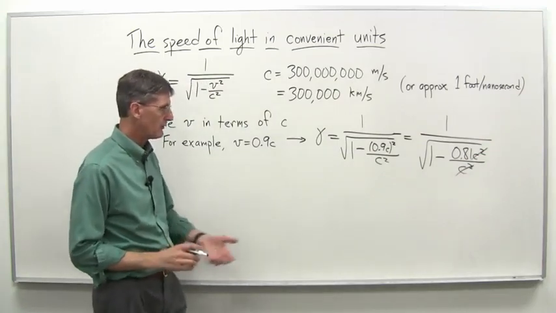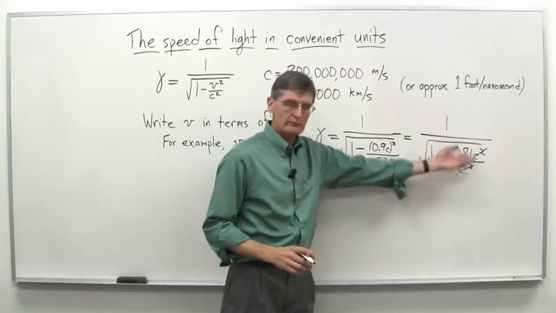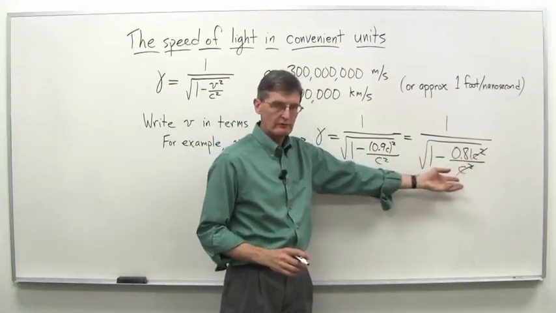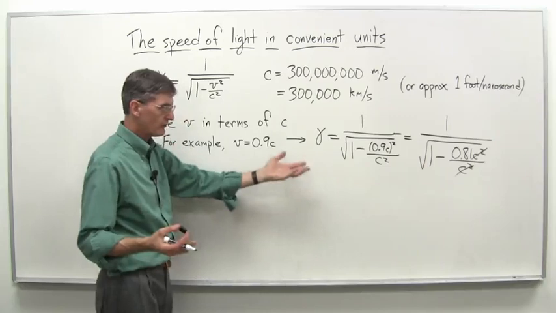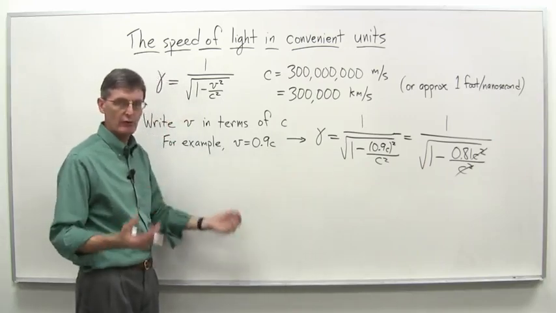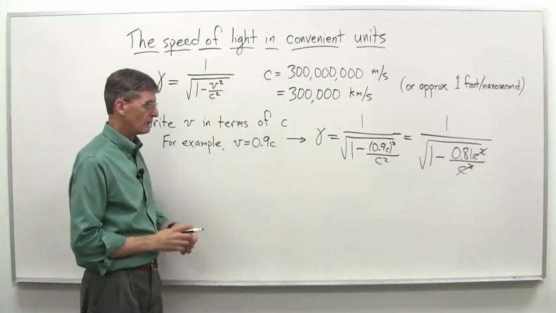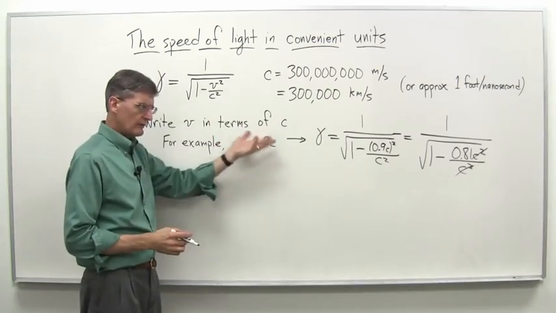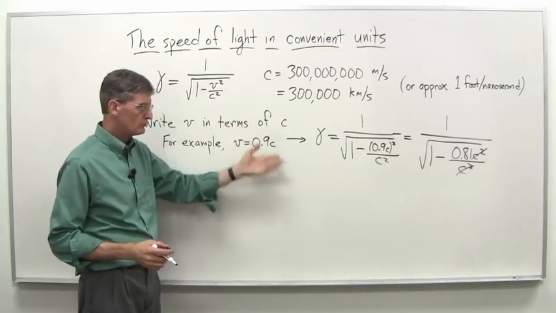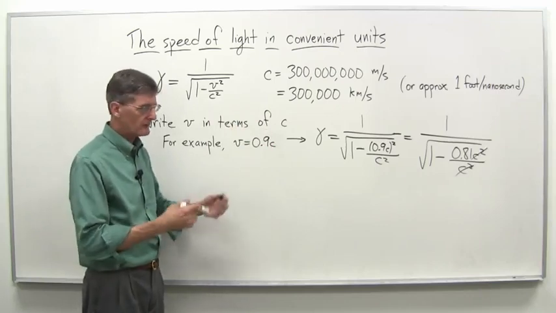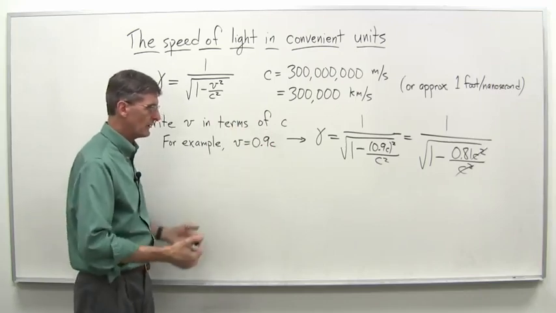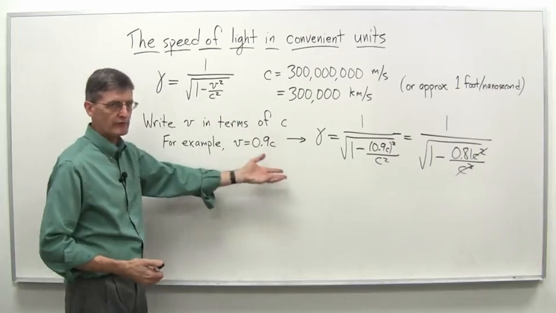So typically when we do this, we'll just have 1 minus some decimal number, some fraction less than 1, which in this case gives 0.19. So you just take the square root of 0.19, 1 divided by that square root, and you've got your answer for gamma, which for 0.9c is about 2.3 if I remember correctly. Anyway, it makes it very easy for calculations.